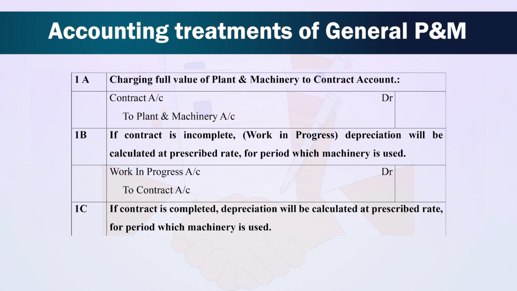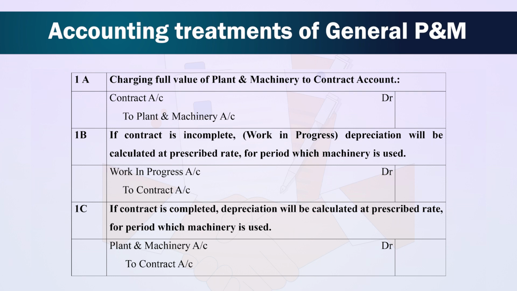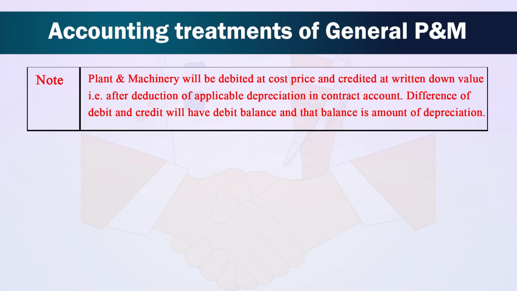Third, if the contract is completed, the depreciation will be calculated at the prescribed rate for the period for which the machinery is used, and the entry is plant and machinery account debit to contract account. Note that plant and machinery will be debited at cost price and credited at written down value, that is, after deduction of applicable depreciation in the contract account. The difference of debit and credit will have a debit balance, and that balance is the amount of depreciation.